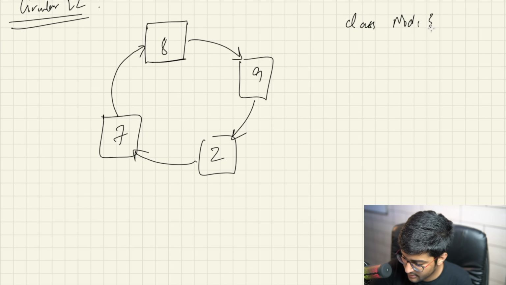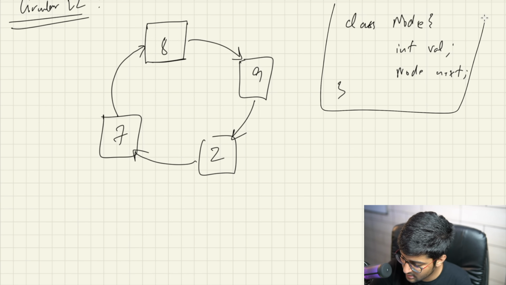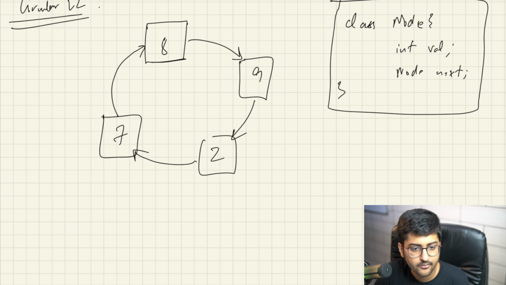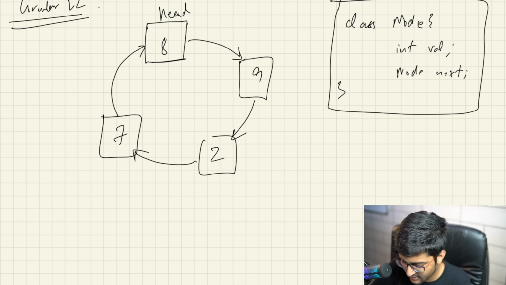So every single node has what? Class node has an integer value, and it has a node next. So the node structure will not change. It's similar to the one we had in the singly linked list, so no confusion here. Now one thing I would like to share is that here things are not null. No one is pointing to null unless the list is empty. Let's say this is head, and this is tail.